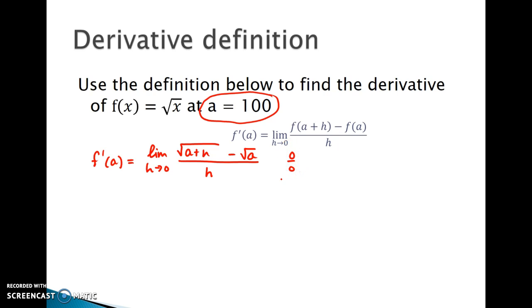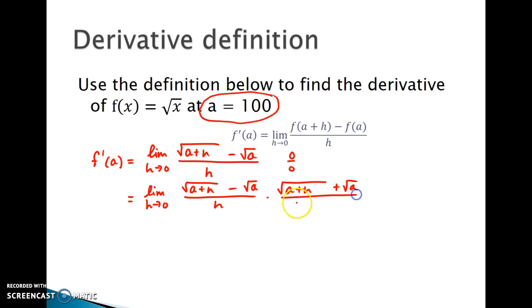So there is some factoring I can do, and so noticing that there are square roots in the numerator, I'm going to try to just rationalize the numerator by multiplying by the conjugate pair. So I'm going to multiply by root a plus h plus root a all over that same thing. And that's because that's a conjugate pair. So then when I do that multiplication, I get the limit as h goes to 0 of a plus h minus a.